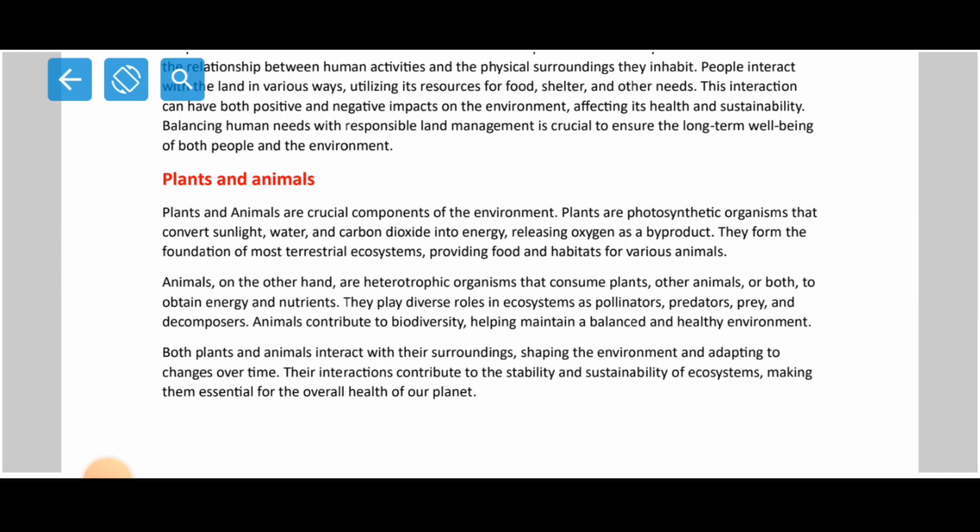Both plants and animals interact with their surroundings, shaping an environment and adapting to changes over time. So it says that not only the animals or not only the humans are adapting to the changing environment, but the plants are also adapting, all right, over time. Their interaction contributes to the stability and sustainability of ecosystems, making them essential for the overall health of our planet. So we should interact in a positive way in order to sustain our environment for a longer time and save this planet from any kind of misfortune or disaster, right?